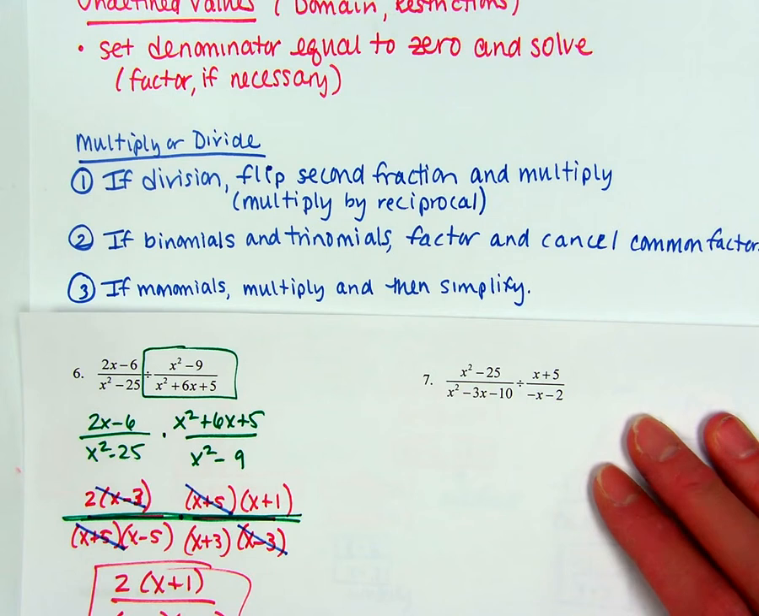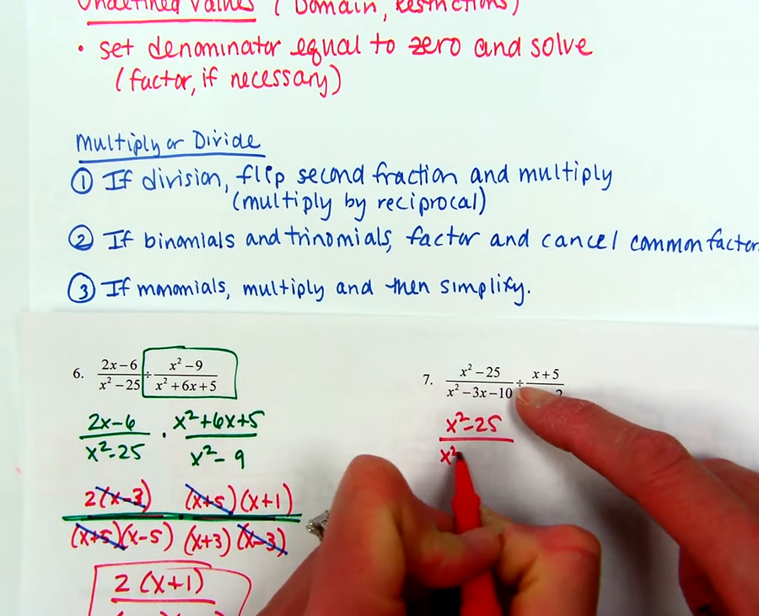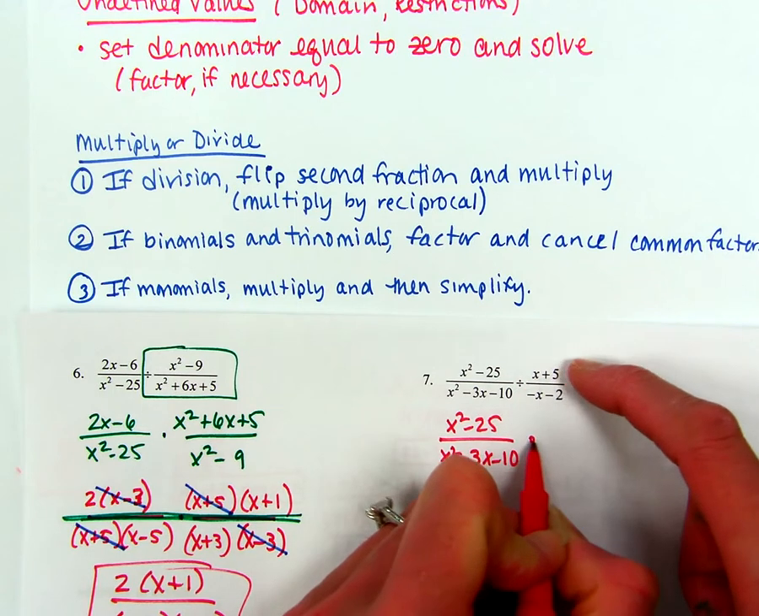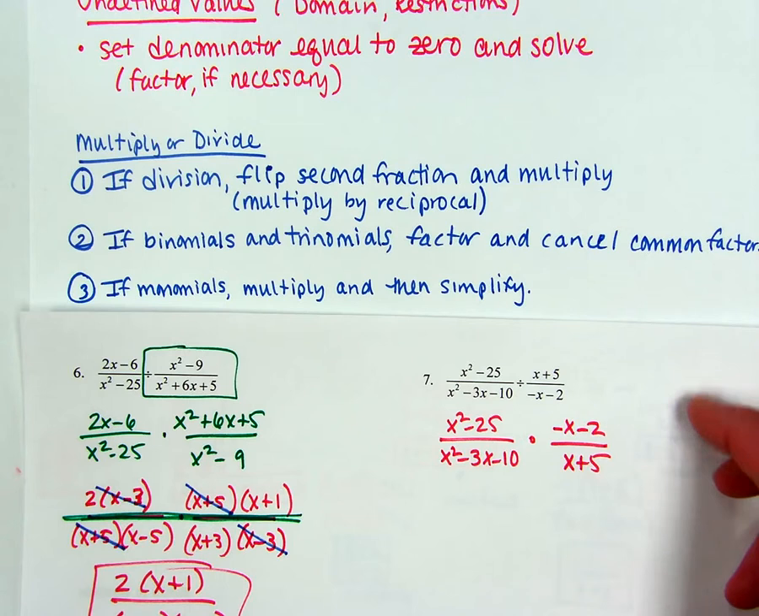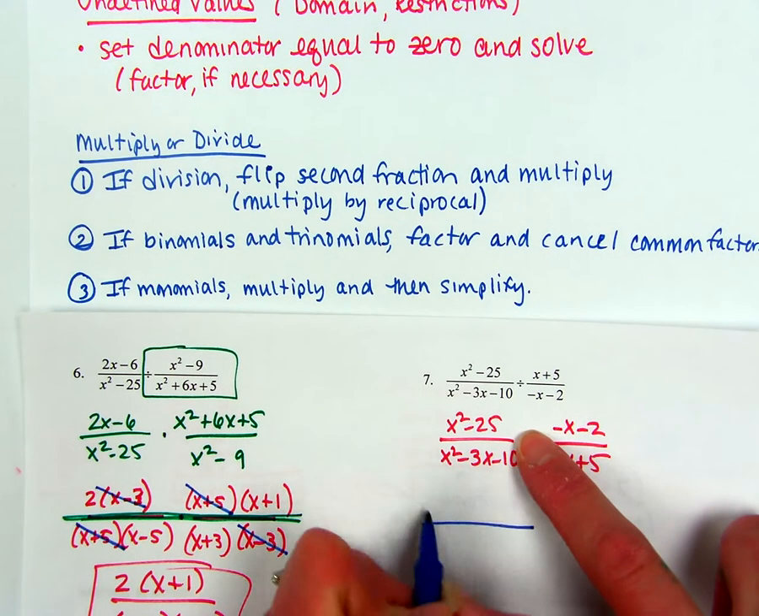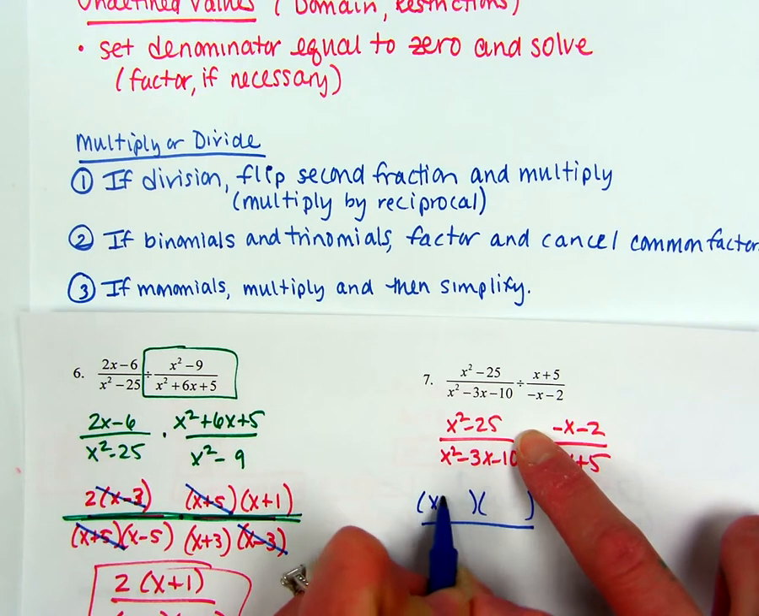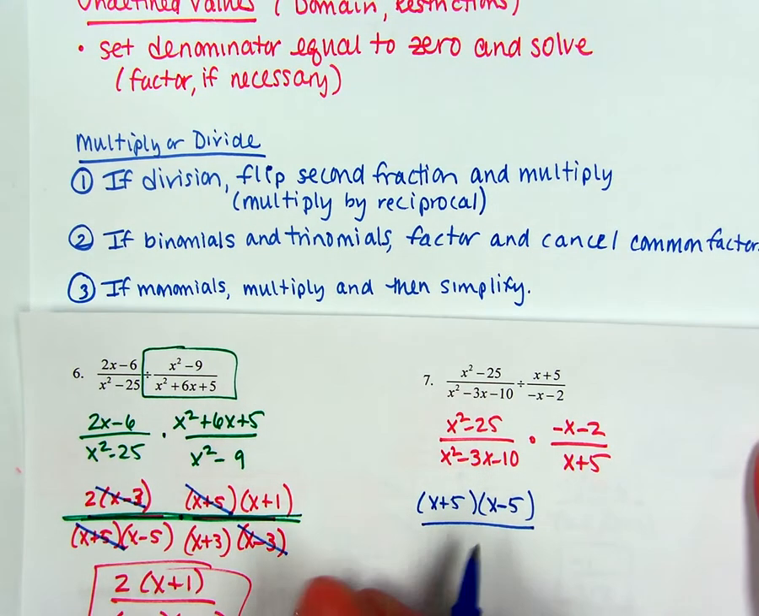All right, number 7. Notice that it's division, so keep the first fraction as it is. Don't change it at all. Change it to multiply by the reciprocal. All right, so now after you do step 1, you go to step 2. Can anything be factored? Well, that's a difference of perfect squares, and we just did that in the last problem. Right? So x plus 5, x minus 5.